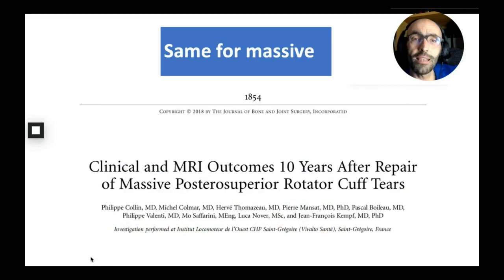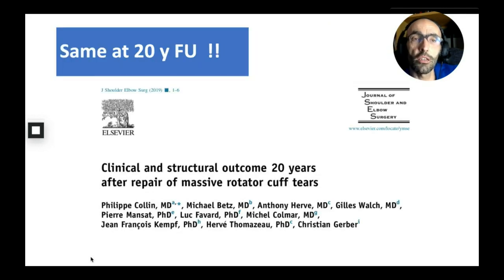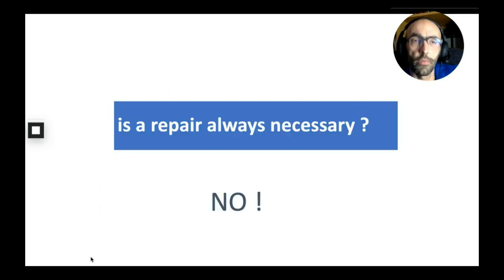Then we looked at the massive rotator cuff tear. And for the massive rotator cuff tear, as you can see here, the results at 10 years were good. A bit less good compared to isolated supraspinatus tears, that's logical, but still good, and the same at 20 years. So is a repair always necessary? I think no. It's not always necessary to repair a rotator cuff tear.